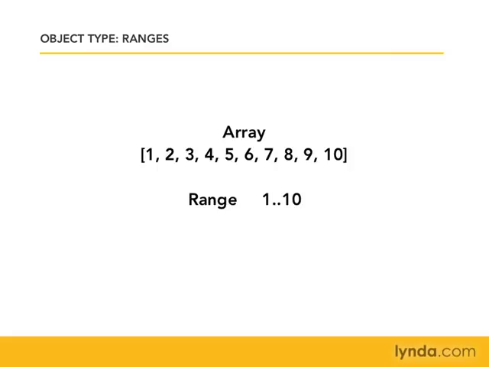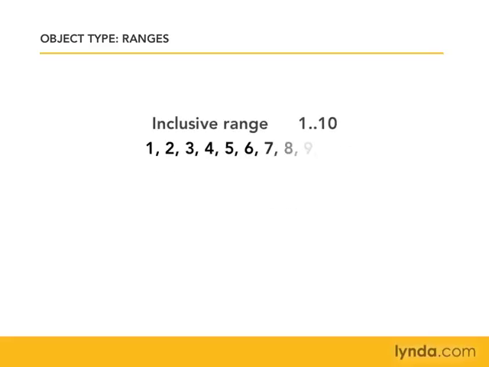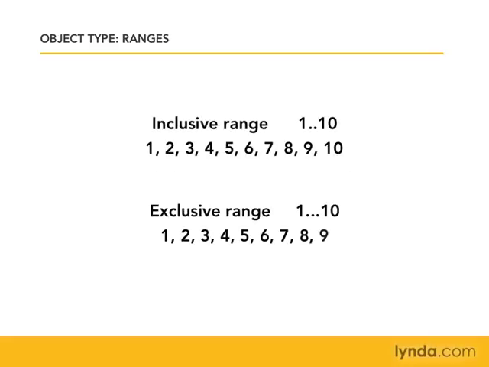Especially if we have something like 1 to 1,000, it makes a lot more sense to have something that just tells us the start and end point instead of trying to construct an array or something that has all 1,000 numbers in it. We can use a range instead. And there's two kinds of ranges. There's the inclusive range and the exclusive range. And the notation is right there.